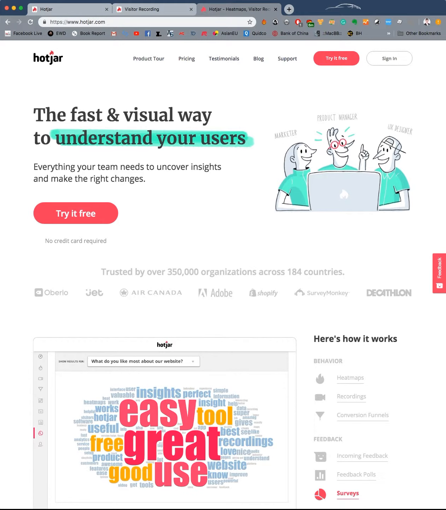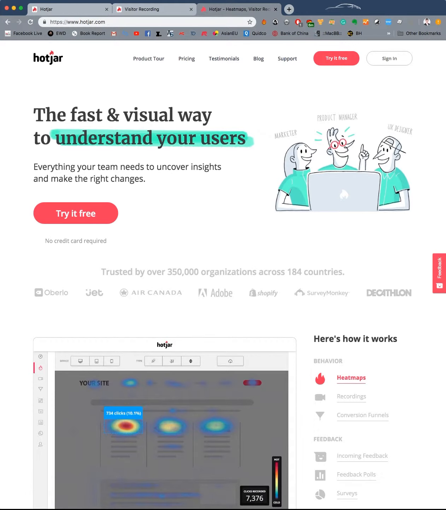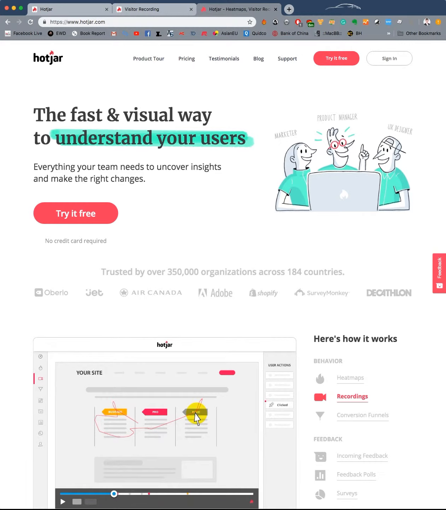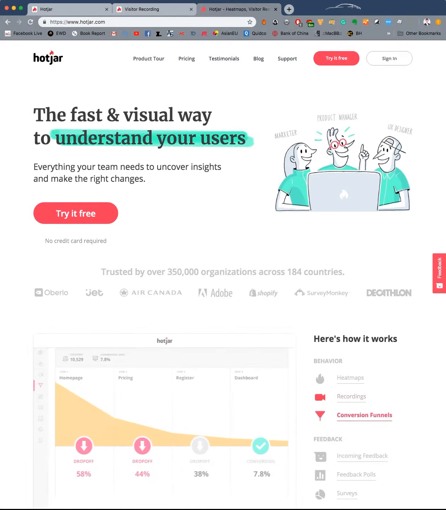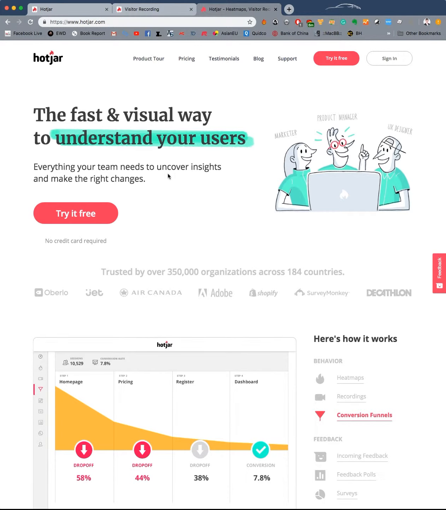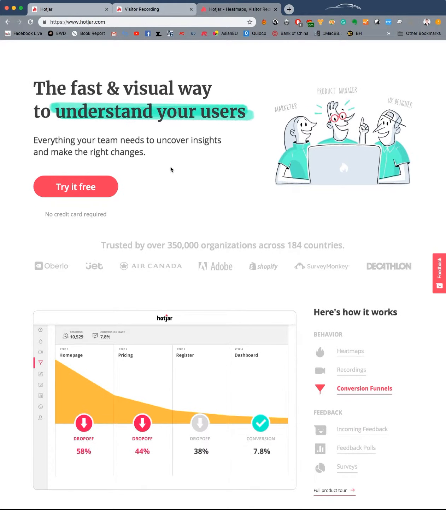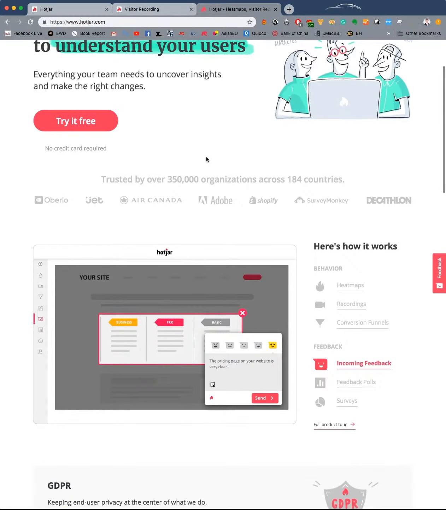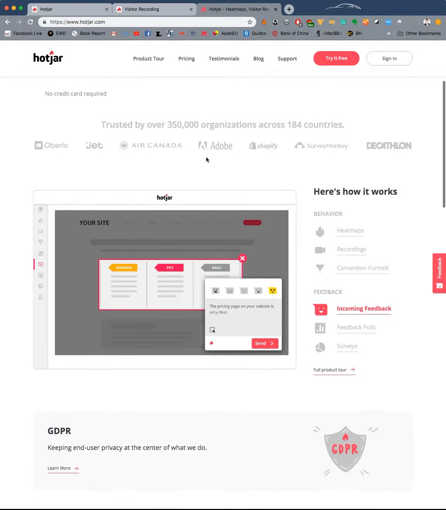So what is HotJar? HotJar is a heat map tool that allows you to record your visitors' behaviors on your website. Now, why do you need it? You need it because you want to know what behavior your users are doing on your website.